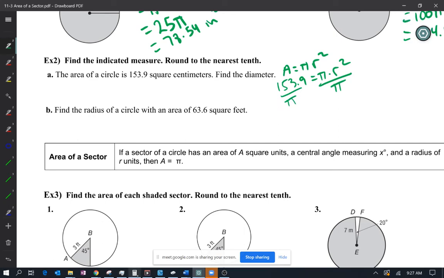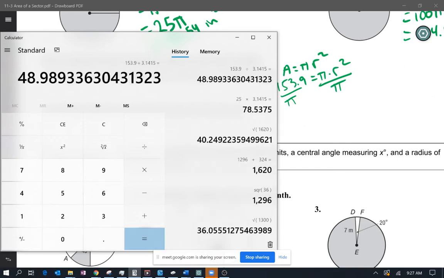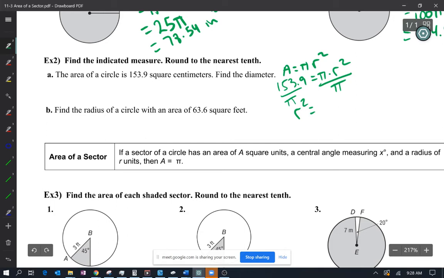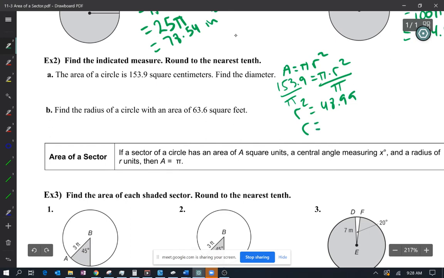So we get 153.9 divided by 3.1415. I'm just rounding it a little bit farther. So we get 48.99, so the radius squared is about 48.99, which is basically 49. When I square root that, I should get about 7, so 6.999. So the radius is about 7.0, and the diameter is double that. The diameter is 14.0.